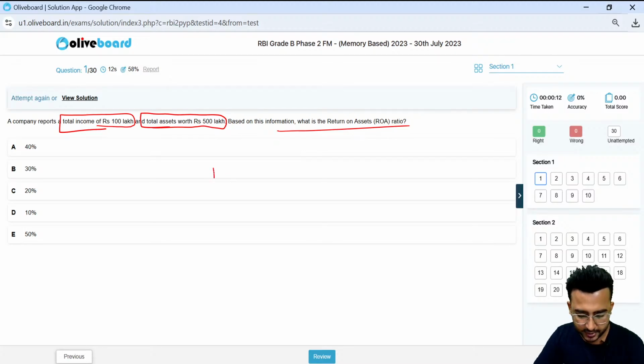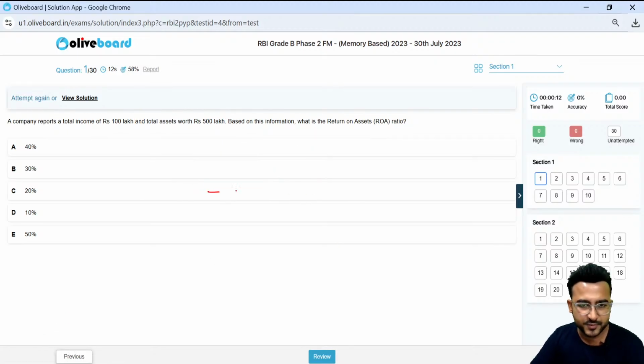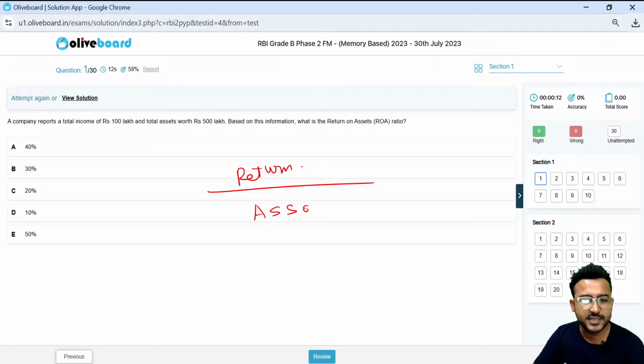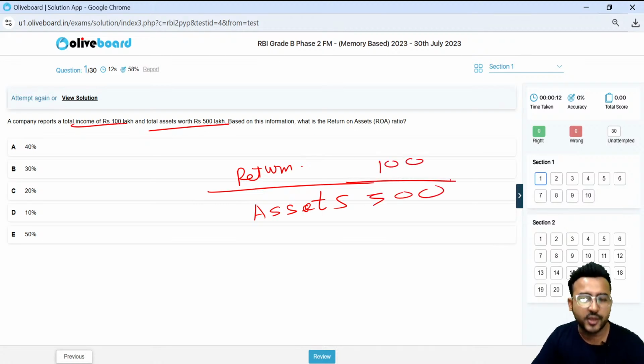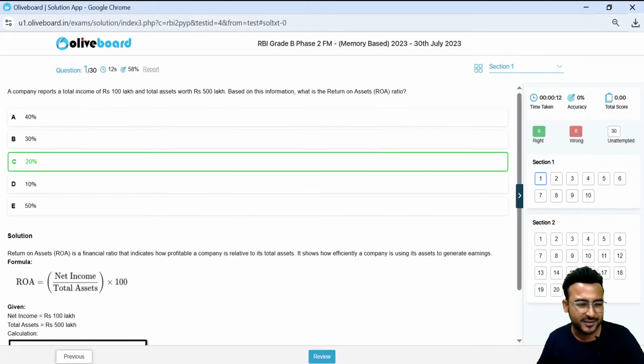What is return on asset? Return on asset. That means return is on asset. So even if you go with the literal meaning, return is on asset. And now you are just having 2 figures. In the question, the assets are 500. The return is 100. Now, even if you don't know that total income is nothing but the return you are able to generate from the asset, still you will be able to do it. Why? Because the denominator is already fixed, right? So even if you don't know the formula, you can easily solve it.